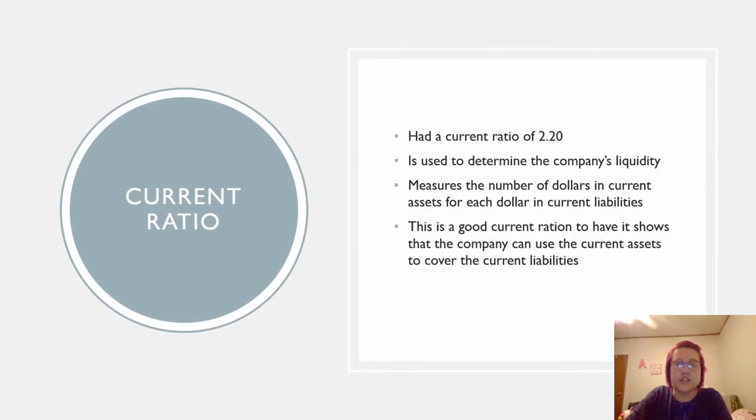The current ratio is used to determine the company's liquidity. It had a current ratio of 2.20, and this measures the number of dollars in current assets for each dollar in current liabilities. This ratio is a good ratio to have. It shows that the company can use the current assets to cover all the current liabilities.